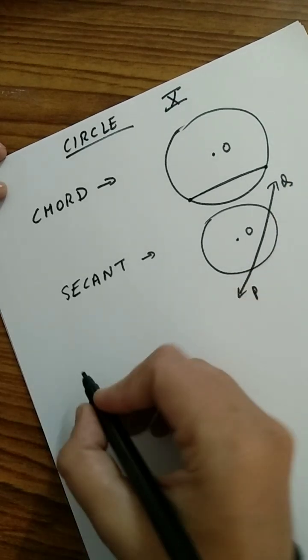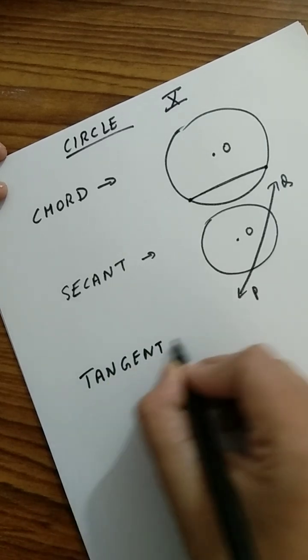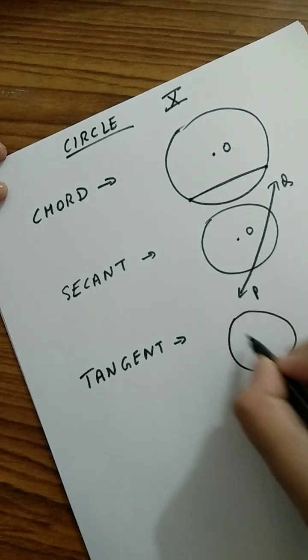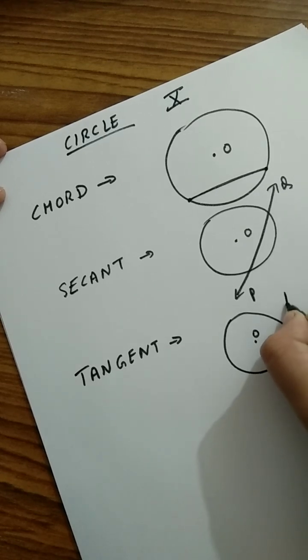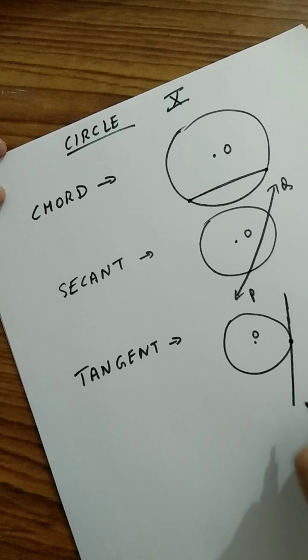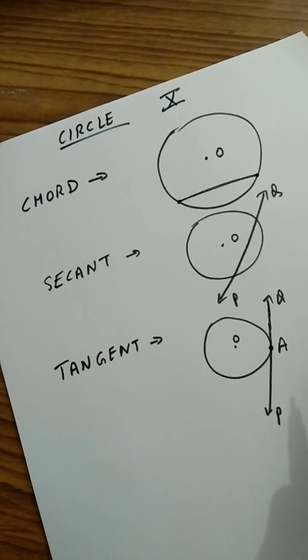Okay. Now the third one is tangent. Tangent is now our main topic. Again we will draw a circle with center O. Any line which touches the circle can be drawn like this. This is point P and Q. It touches the circle at a single point. Let us say that this is a point A. This PQ is known as the tangent of the circle. It does not pass through the inside of the circle, it just touches the circle from the outside.